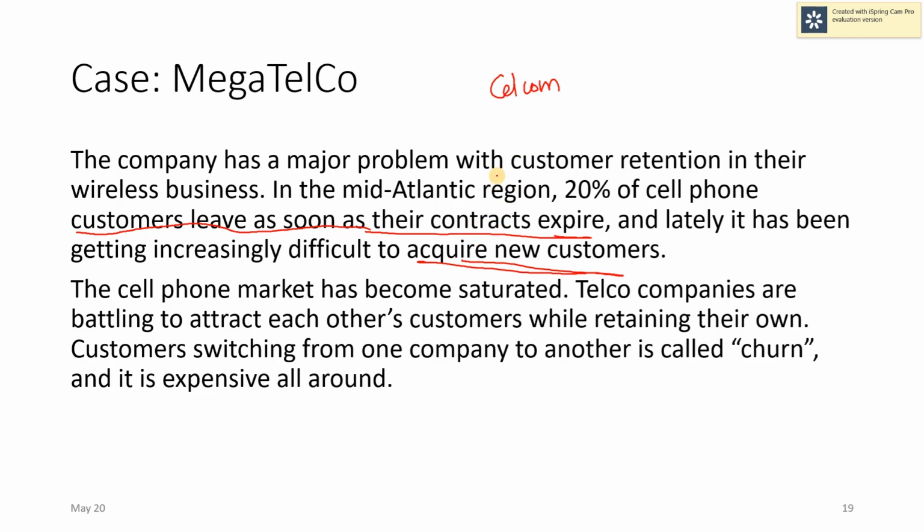Okay, so this telco company needs to use data analysis so that it can analyze whether the customer is switching from one company to another company. So we can say this as churning, and it is expensive all around. Churning means switching from one company to another company.